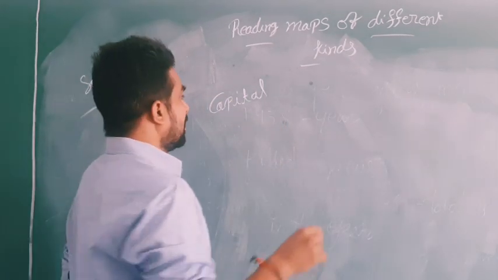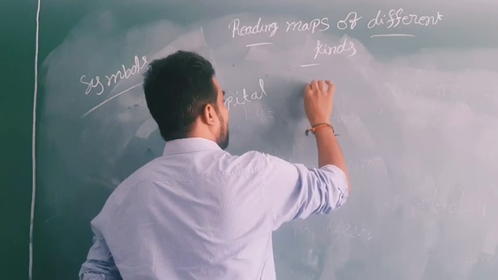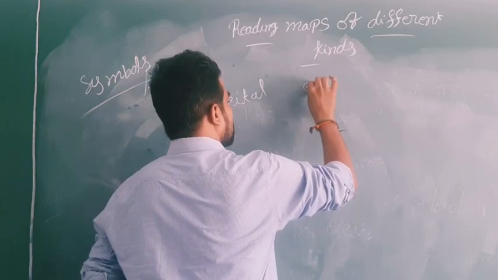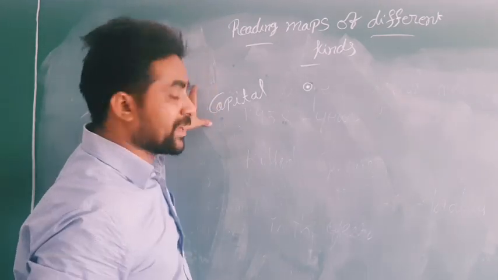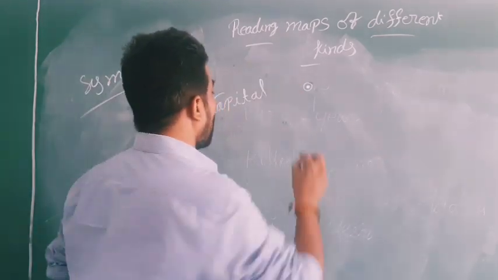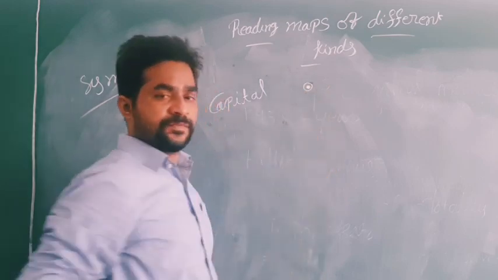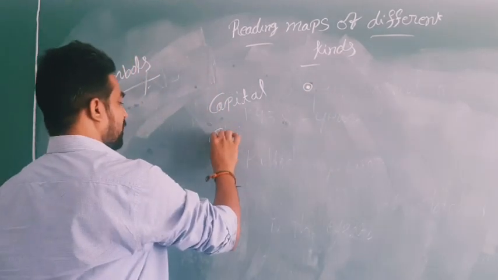Capital of India can be located like a dot. The dot is the symbol for a capital. So a capital is always pointed out with a dot. And take an example, river.